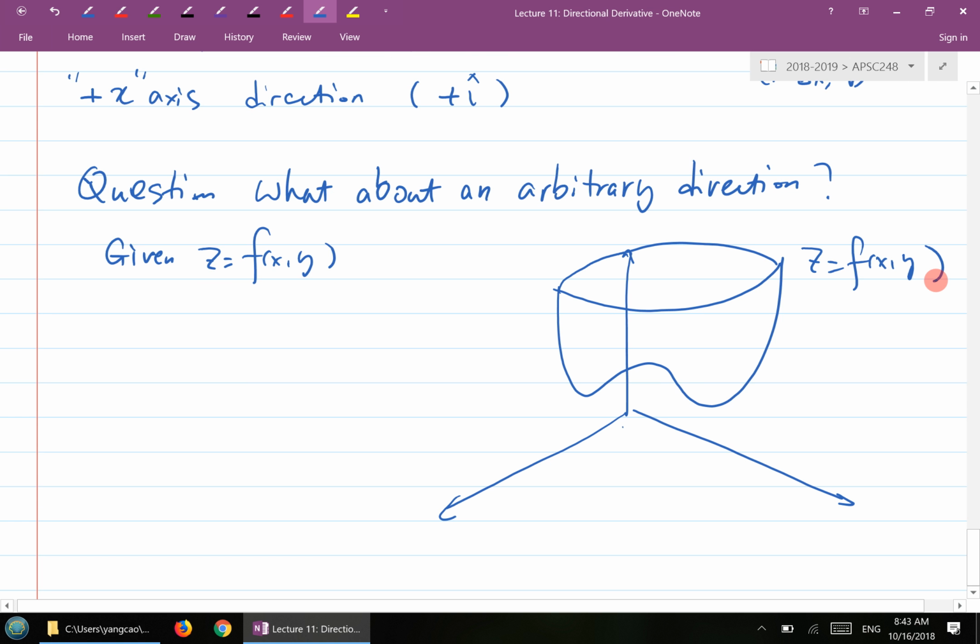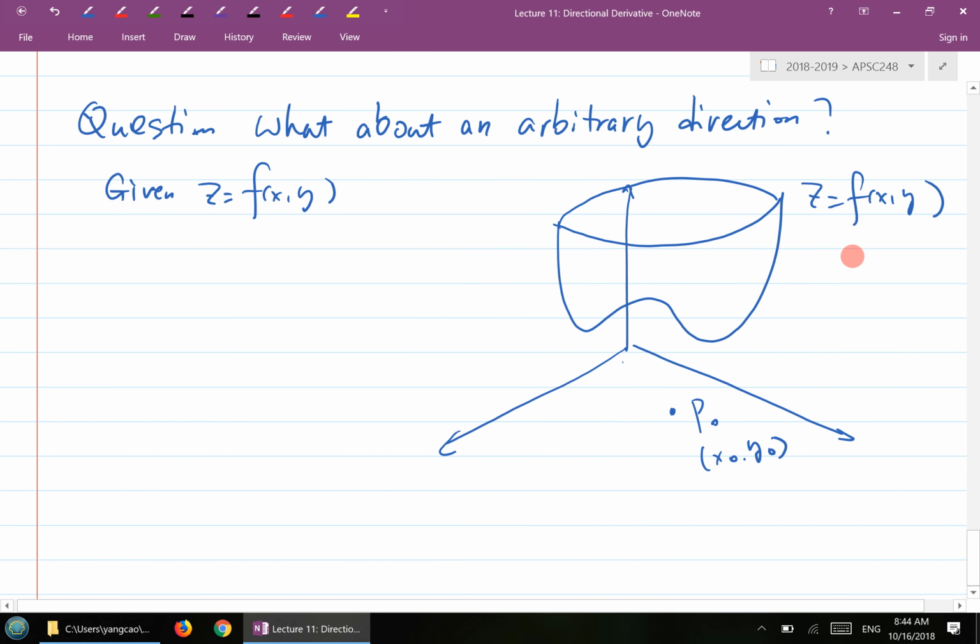So I'm going to start from an initial point, let's say P at here. Let's call it P naught, x naught, y naught. So here is the initial point P naught. And then from this P naught, let's consider that you're going to move this P naught to a different location. We're going to move this P naught, for example, in this direction given by a u hat.